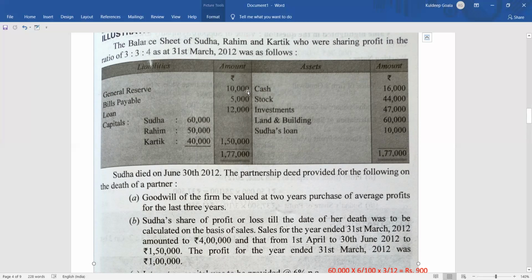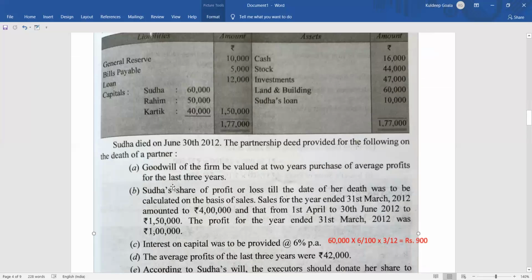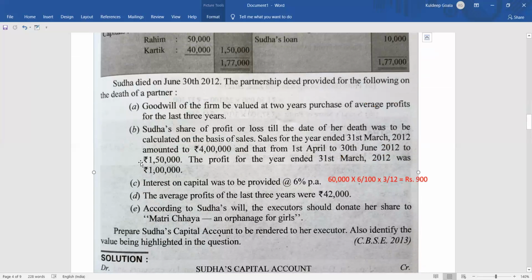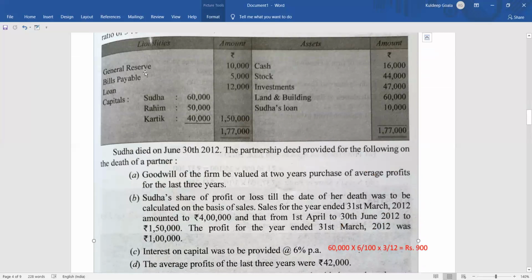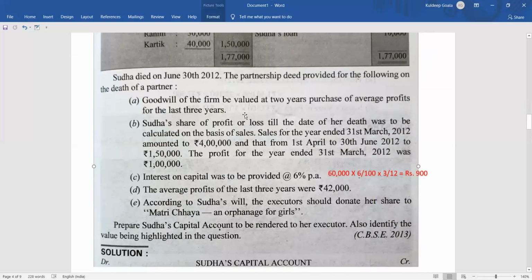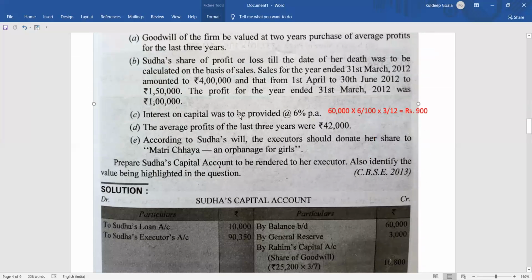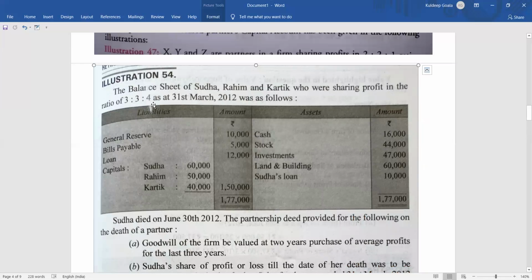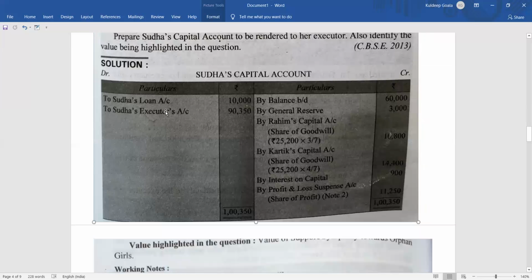So how will the 10,000 of general reserve be settled? It will be settled in the ratio 3:3:4. So Sudha's share is how much? 3 by 10, so 3,000. So it will be by general reserve 3,000. Then after that we will go for adjustments. Goodwill we have to give. How will it be given? It will be given by Rahim and Karthik in the ratio of 3:4. They are in the continuing ratio. So what was the amount of share?